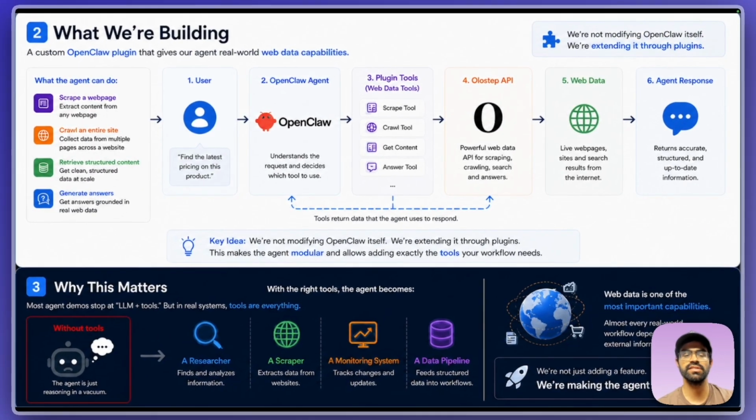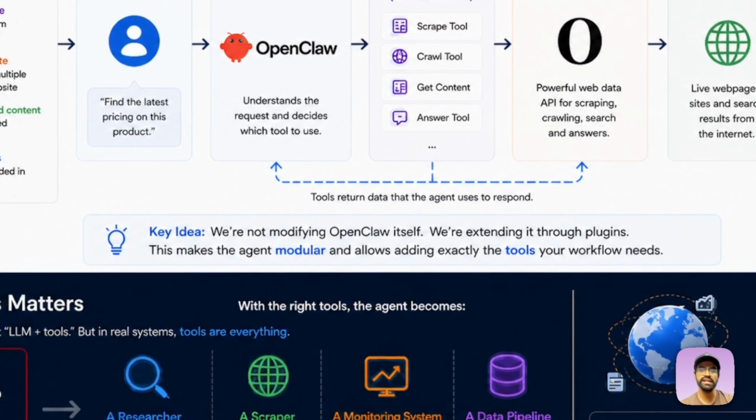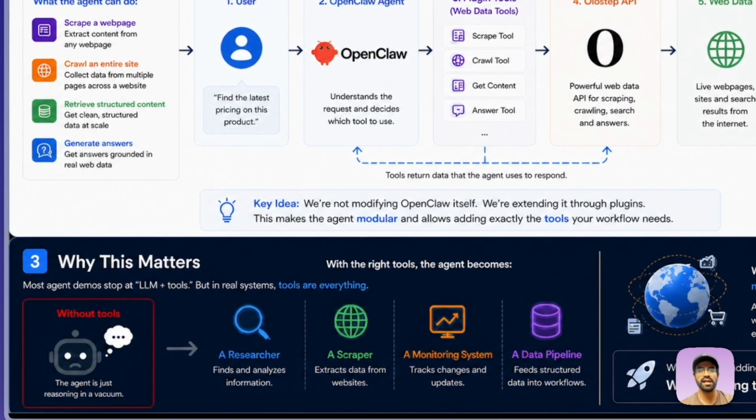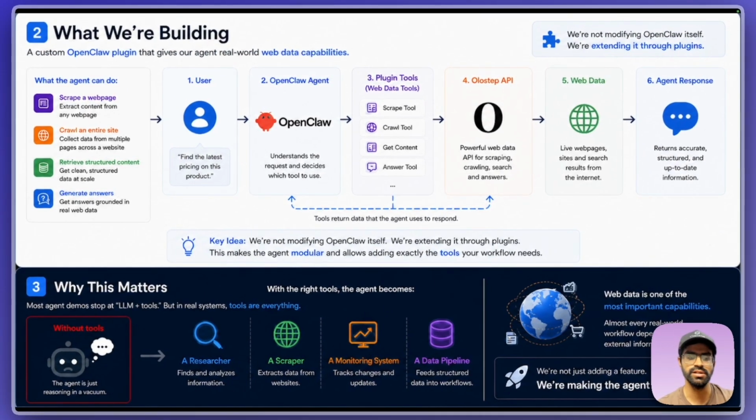And the key idea here is that we are not really modifying OpenClaw itself, but we are extending it through the plugin ecosystem within OpenClaw, which means that the agent becomes much more modular. And why this matters is because tools are really the most important aspect of real world agentic systems. Without tools, your agent is just reasoning inside of a vacuum. With the right set of tools, your agent can become a researcher, a scraper, a monitoring pipeline, a data pipeline. And web data is one of the most important capabilities because every real world workflow depends on external information. And that is why this integration really matters a lot. So we are not just adding a feature, we are making the agent much more web aware.